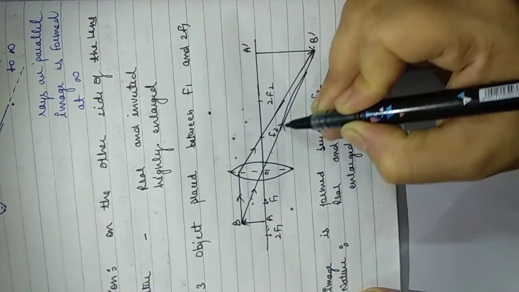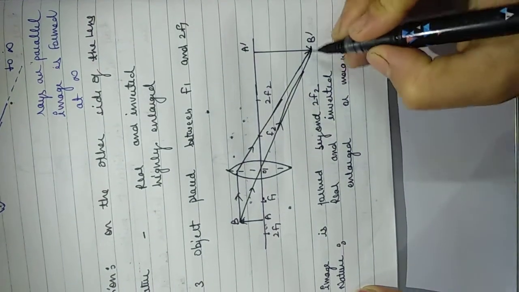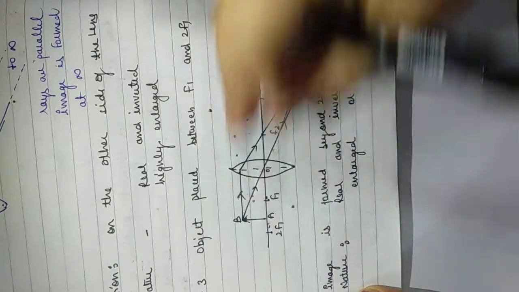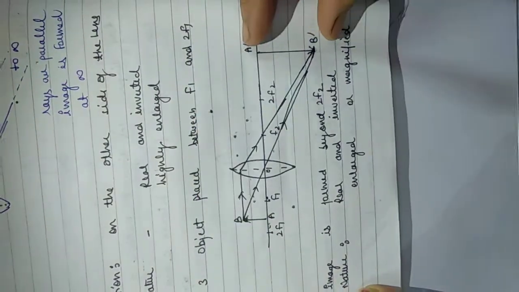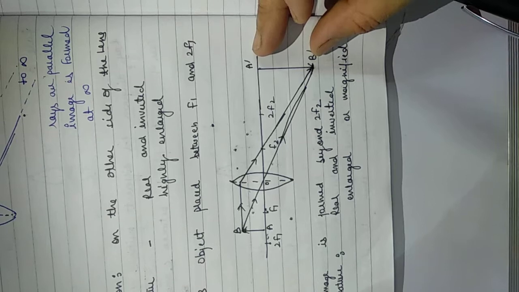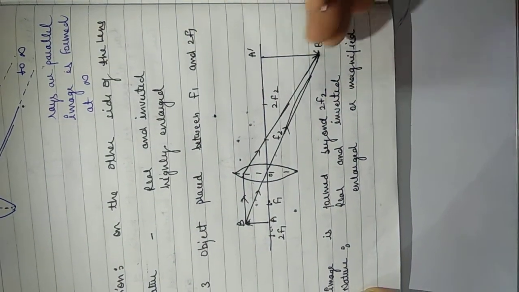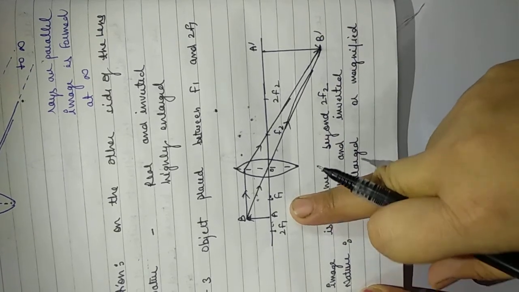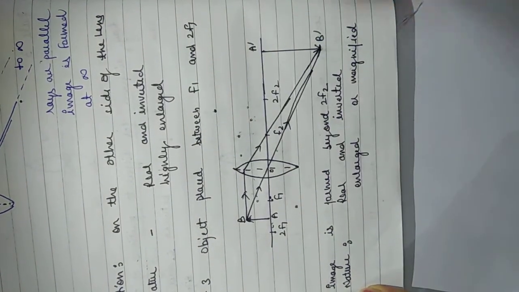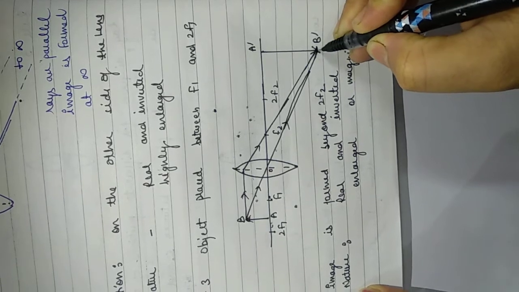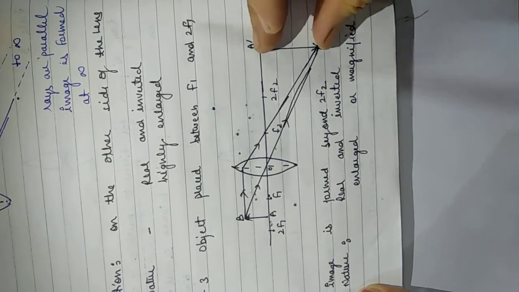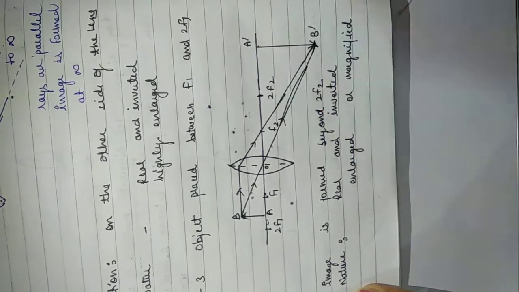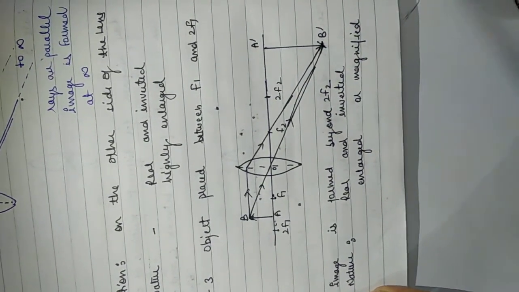When you extend the lines, you will get a meeting point. This meeting point gives the image. As per the size, you can see this is the object size and this one is the image size. So it is enlarged or magnified. It is below the principal axis, so it is inverted. And one more thing, it is on the other side of the lens, or actually these two rays are meeting at a particular point. That's why this image is real also. And it is formed beyond 2F2. That's all about these three cases of image formation.